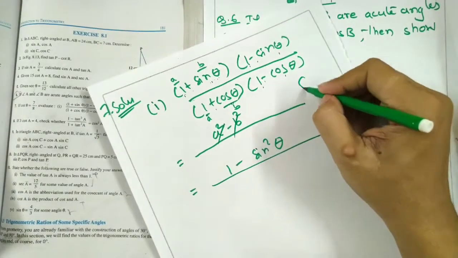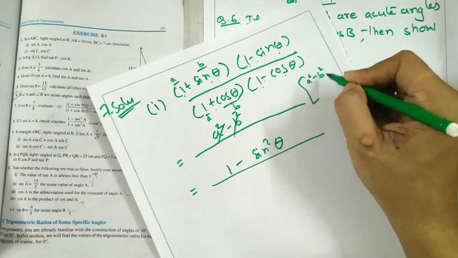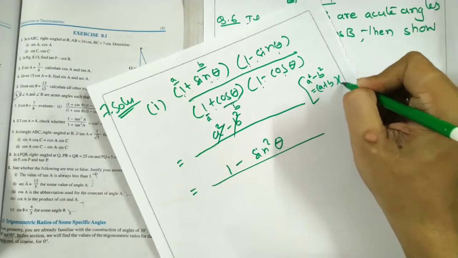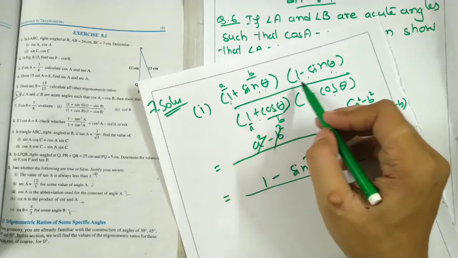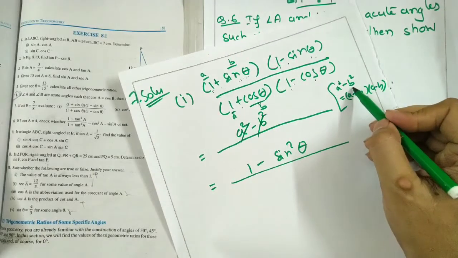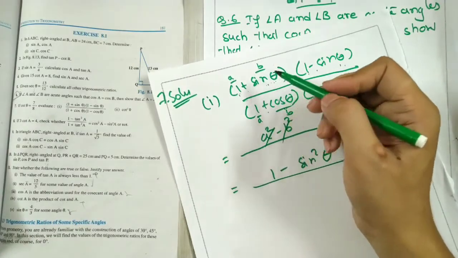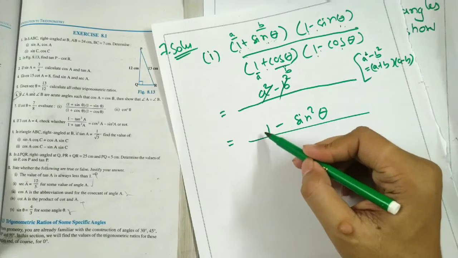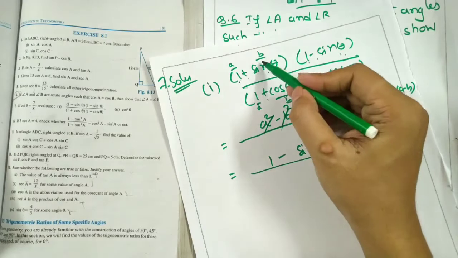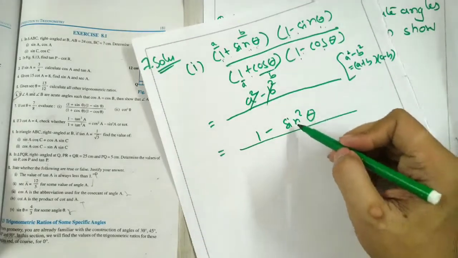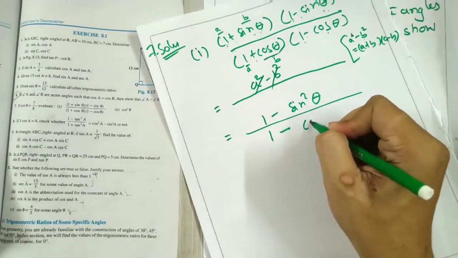Because we know the identity is a square minus b square means (a plus b)(a minus b). Here it is already in the form (a plus b)(a minus b). Means in place of (a plus b)(a minus b), we can write a square minus b square. So here we have taken a as 1 and b as sine theta. So we can write a square, 1 square means 1, minus b square, where the value of b is sine theta, so we can write sine square theta. Similarly in the denominator also we can get 1 minus cos square theta.